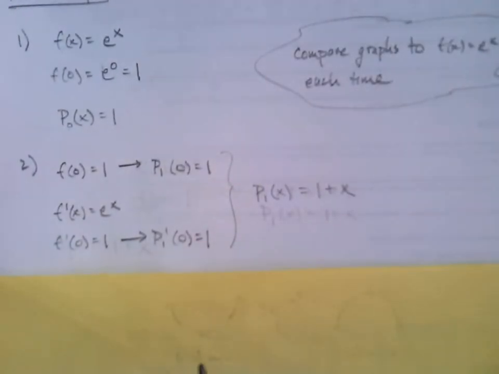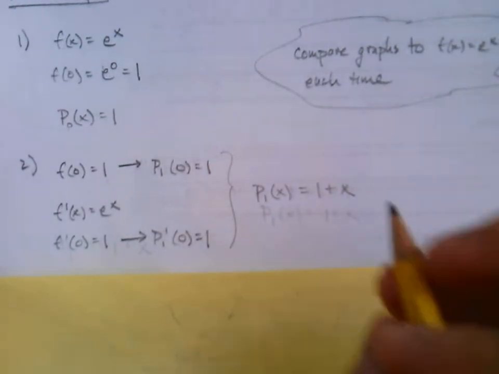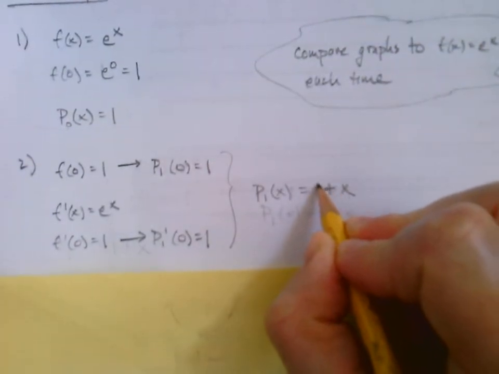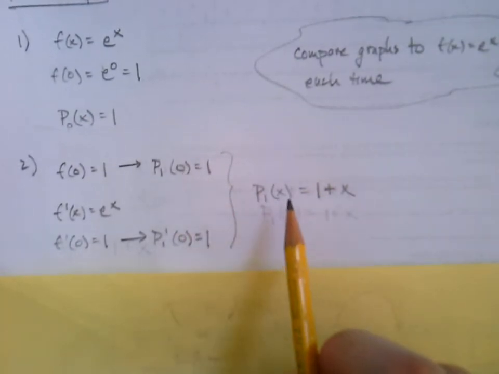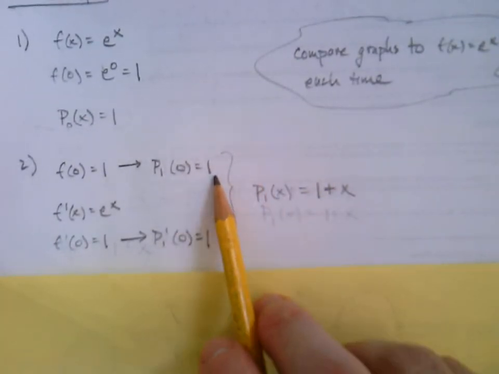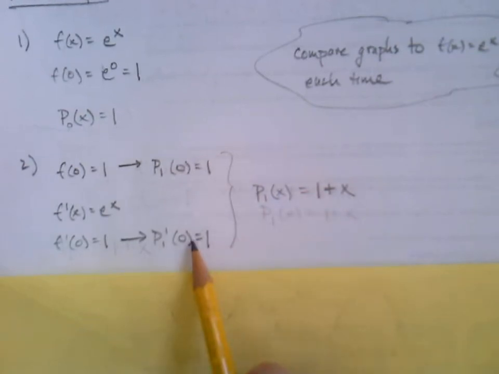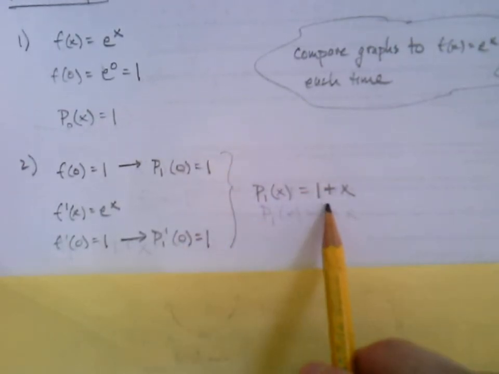So what is a first degree polynomial where both of these things are true? You say, well, first degree polynomial means I have x raised to the first and a constant. So I'm going to write it as 1 plus x to the first. At 0, I get 1, right? And the derivative at 0 is also 1. So both of these things check out.